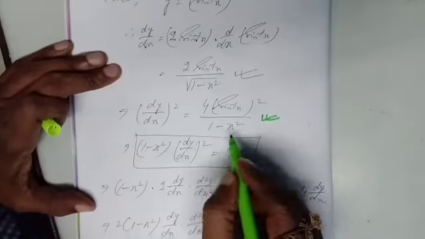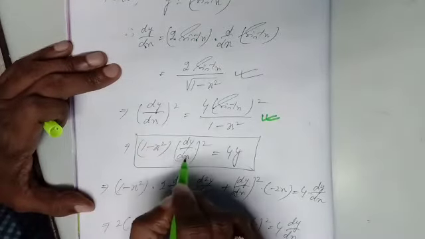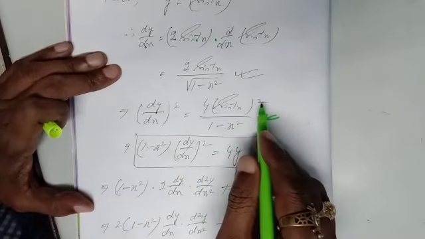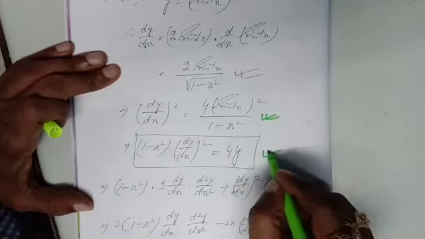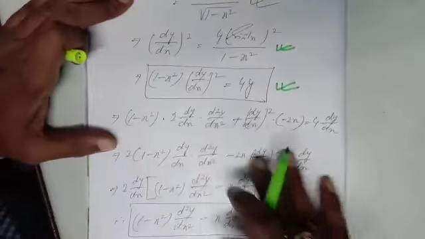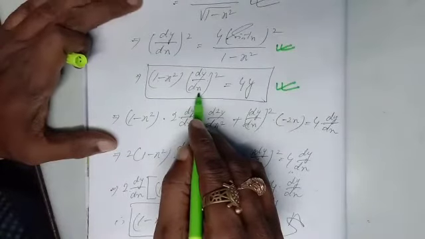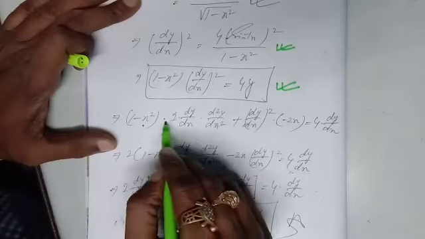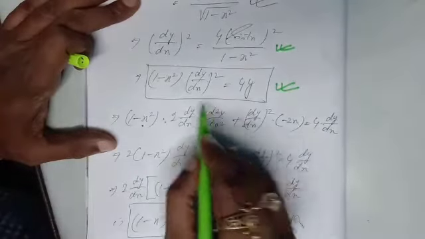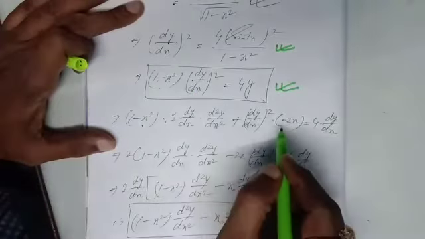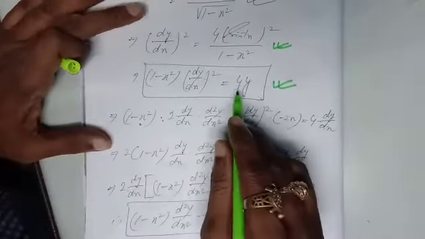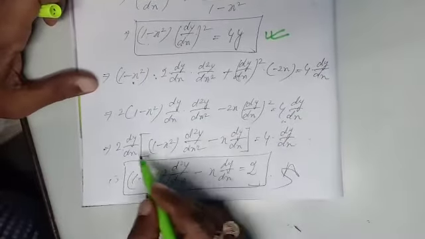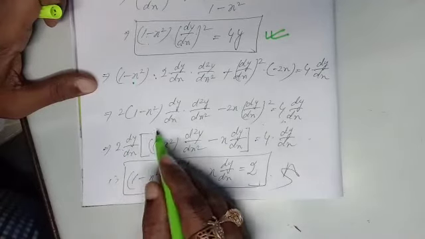Next, multiplying 1 minus x square to this side, 1 minus x square into dy by dx whole square is equal to 4 times sin inverse x whole square, which is equal to y. Keep it here. Again you have to differentiate both sides with respect to x, applying the u into v formula: first function into derivative of second, plus second function into derivative of first. In this way, I have completed the left hand side. After that, I have taken 2 into dy by dx common. What is left is written here.